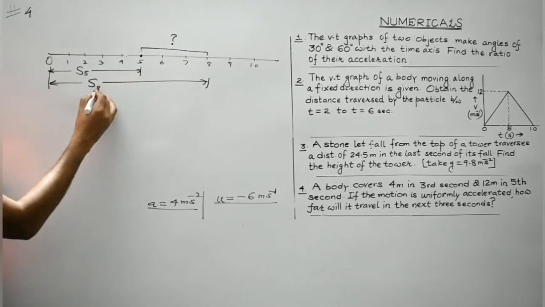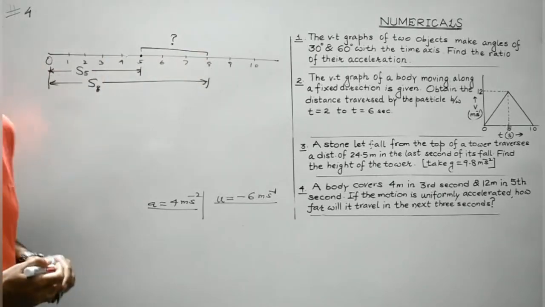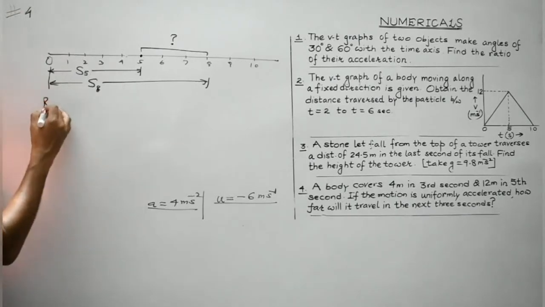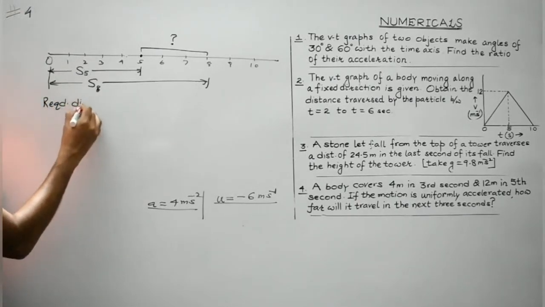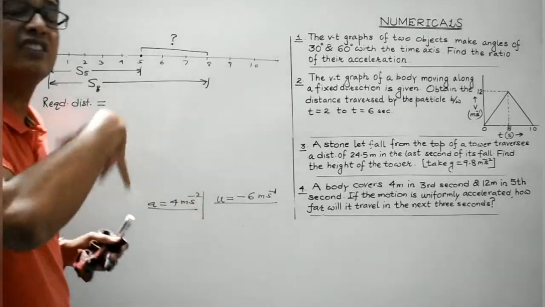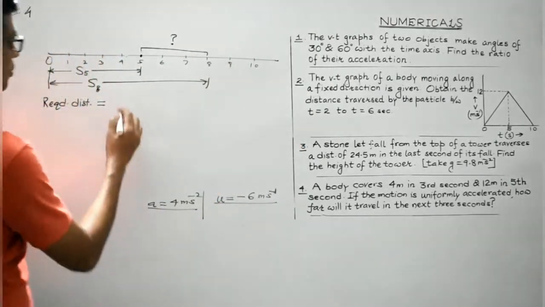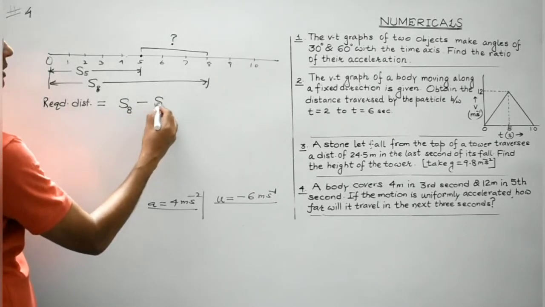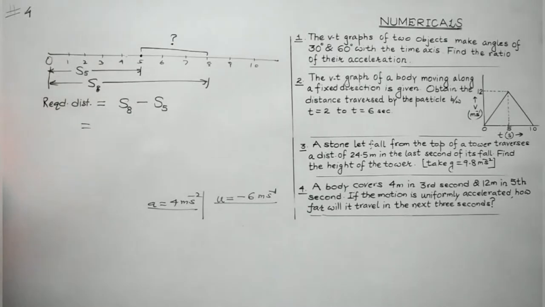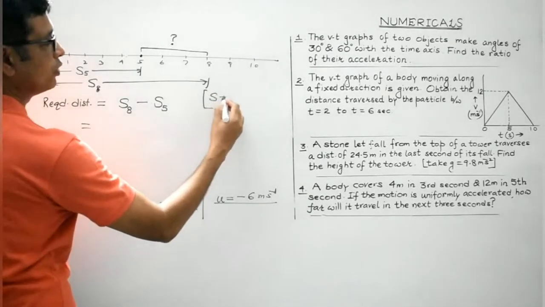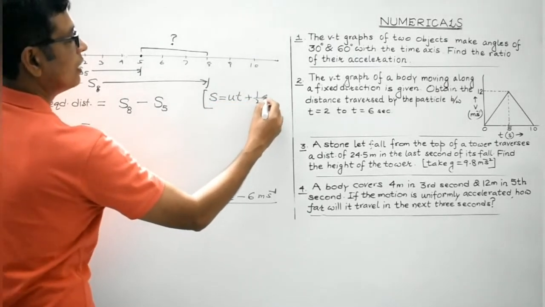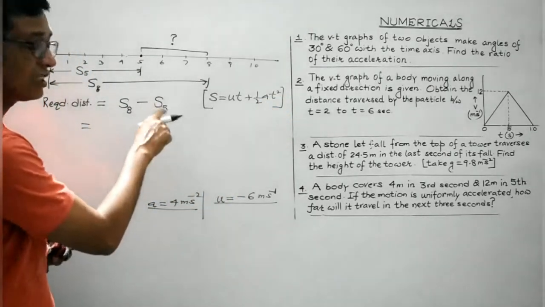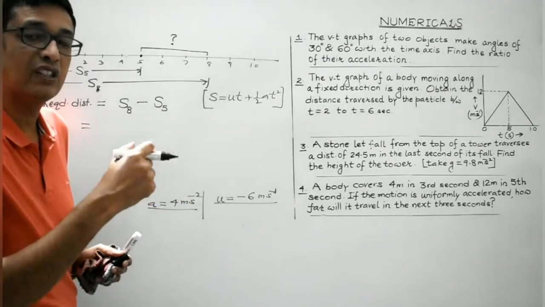So S8 minus S5 will give us the distance covered by the body in the next 3 seconds. Clear, students? So the required distance, that is the distance covered by the body in the next 3 seconds after 5 seconds, will be given by the distance covered by the body in 8 seconds minus the distance covered by the body in 5 seconds. Now, the second equation of motion is to be used. The formula is S equals ut plus half at square. It is not S8th, it is not S5th, it is S8 and S5.